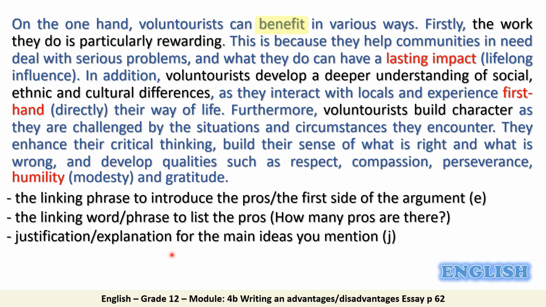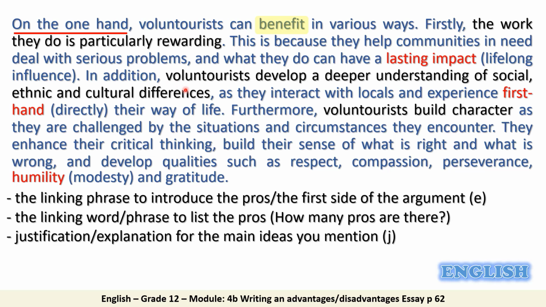Okay, done. He says, on the one hand, this phrase is used to introduce the pros or the first side of the argument. Voluntarists can benefit in various ways. An introductory sentence. Firstly, this is a linker used to list the advantages, and this is the first one of them. The work they do is particularly rewarding. This is the first topic sentence, and this is its justification. Why is their work rewarding? Because they help communities in need deal with serious problems, and what they do can have a lasting impact or lifelong influence. In addition, this phrase is used to add another advantage, right?